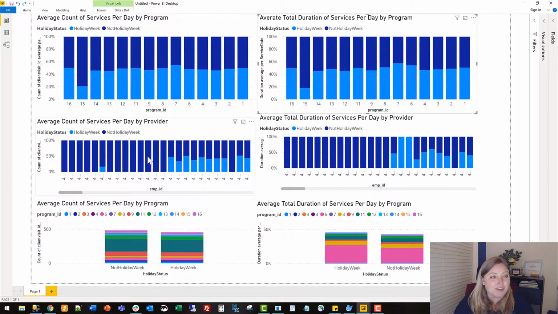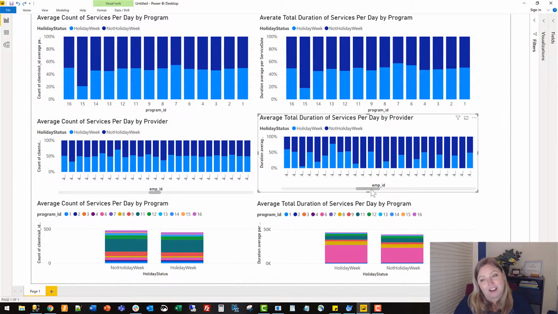And then I did a similar thing down here with employees. So this is by employee ID. All of this is de-identified, of course. And so this shows you where the most variation is and the least variation is. So some employees actually do more services during a holiday week compared to a not holiday week.